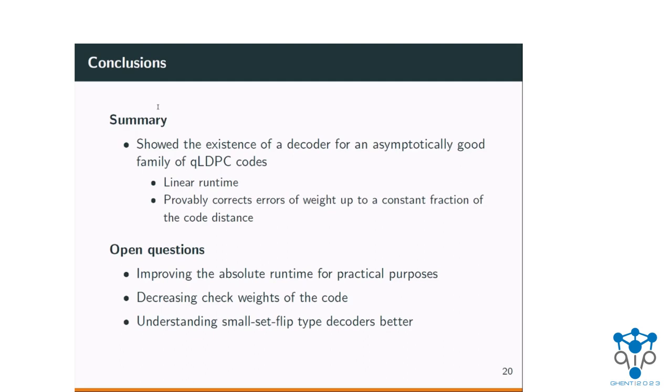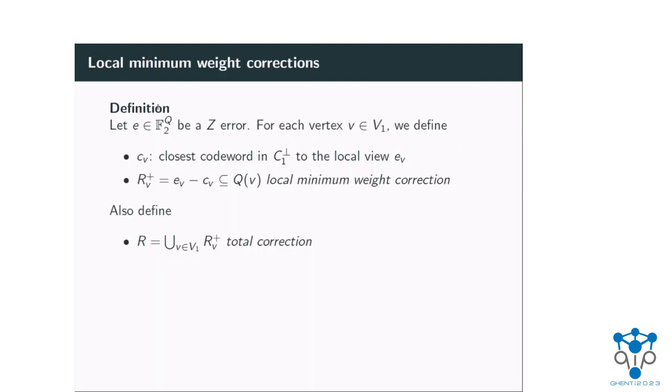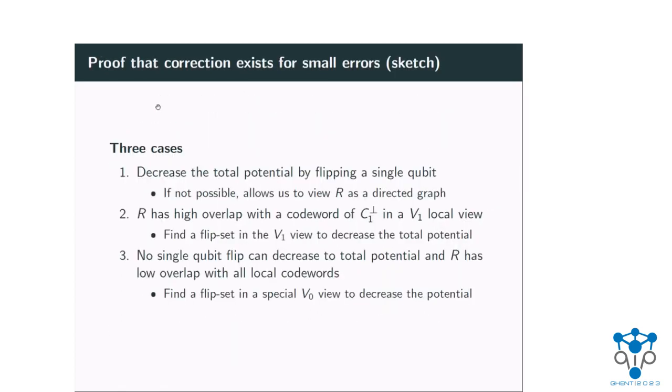Yeah. So I do have some slides. There are basically three main steps, but I don't know if it's very easy to describe how to do this. Essentially, there are three cases. First is that you can make a single flip to decrease the potential, and that's the easiest case. If that doesn't hold, then we look for low overlap with some code word in some local view. If it has a high overlap, then we can also decrease the potential in some way. And that's also fairly reasonable.